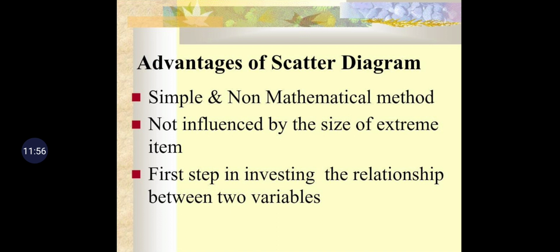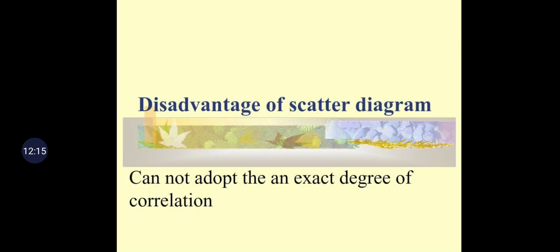The advantage of this scatter diagram: a simple and non-mathematical method, not influenced by the size of the extreme items. It is the first step in investigating the relationship between the two variables, but it cannot be adopted to find the exact degree of correlation.